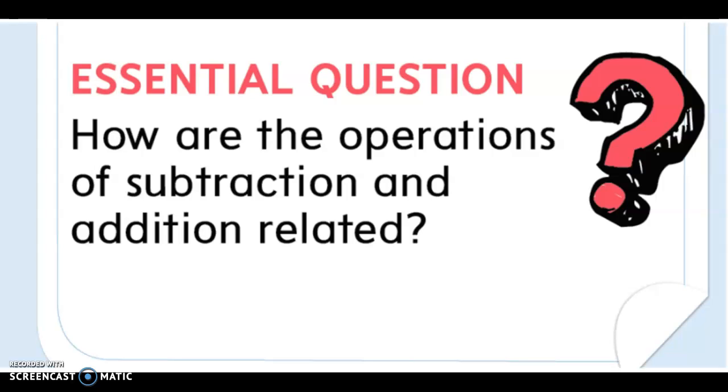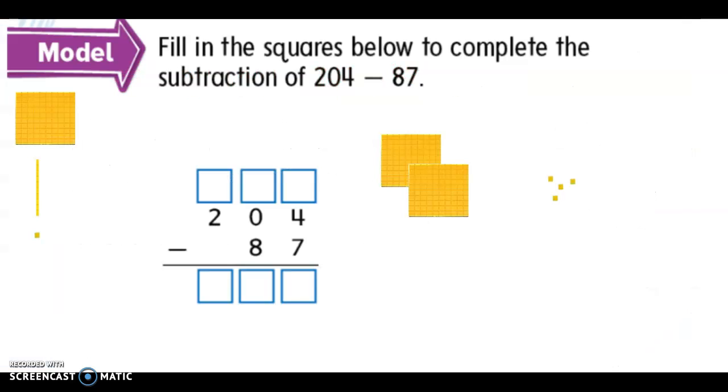If we were adding, we would be able to use a subtraction problem to check that answer. It also is the reason that we have fact families, because they're related. They're inverse operations. So let's get started. This first question says 204 minus 87.